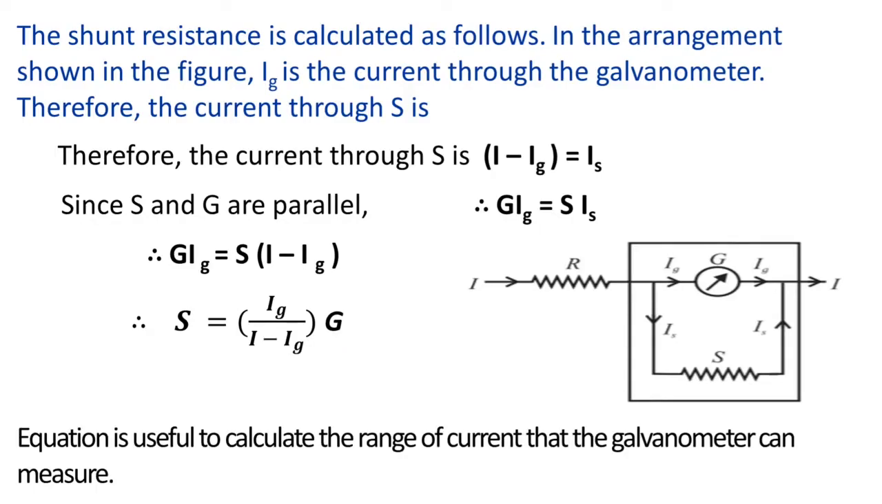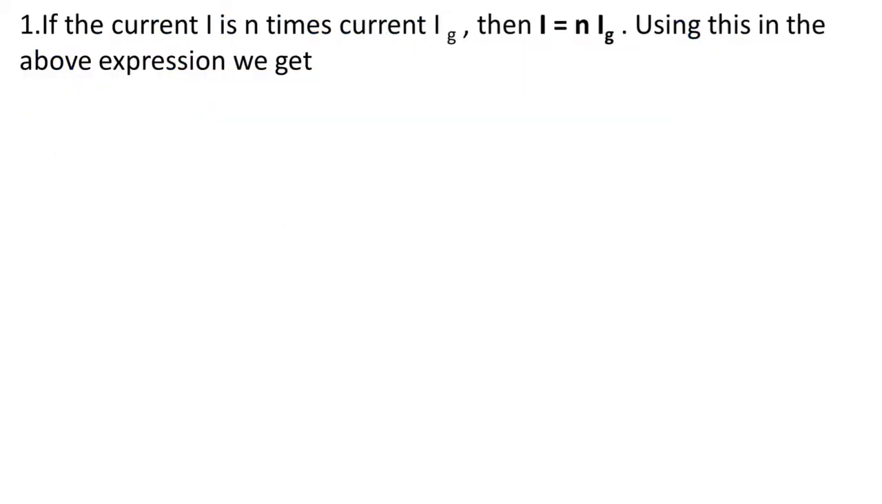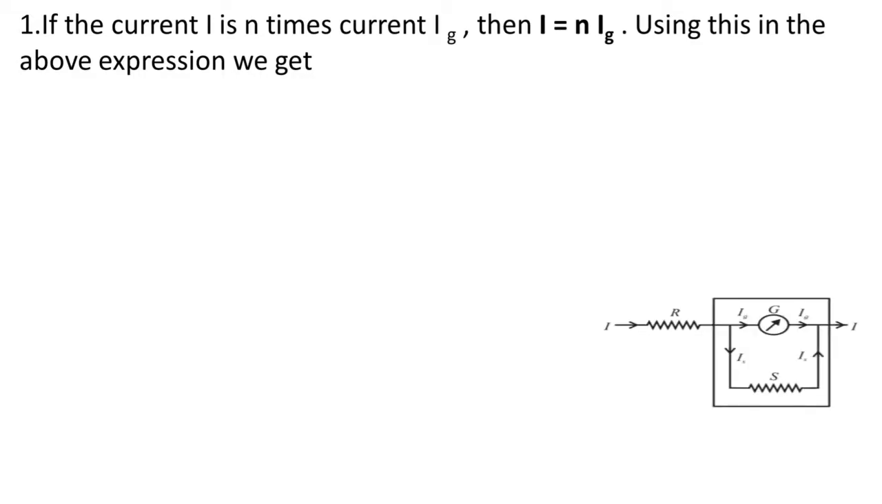This equation is useful to calculate the range of current that the galvanometer can measure. If the current I is N times the current Ig, then I is equal to N Ig.